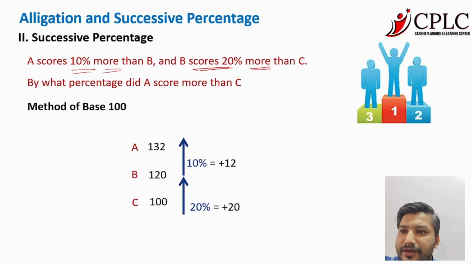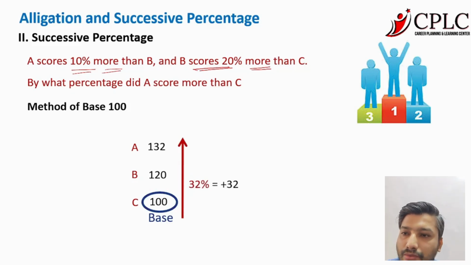And now when you simply compare A and C, because that is what they are asking, compared to C how much more A has done. You'll see that C has done only 100, A has done 132. So compared to C, A has done 32 more, and 32 out of 100 is obviously 32%. So this is your answer using the basic idea, because we can do this with the method of base 100. But coming back to the main idea, that is successive percentage.